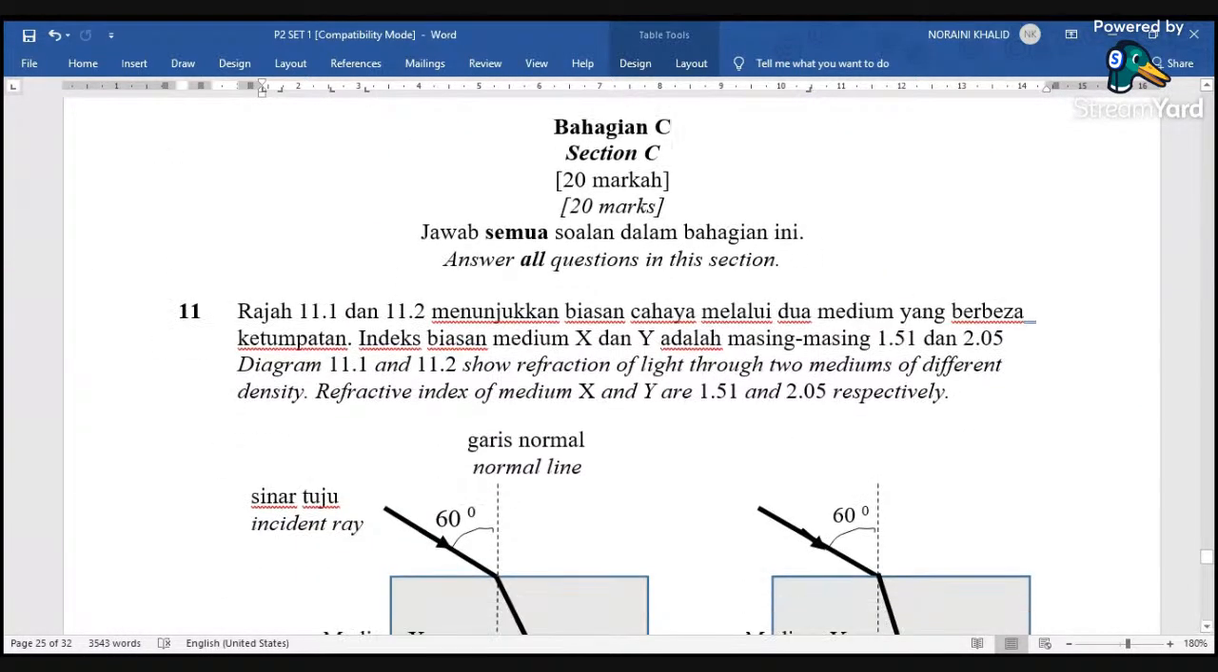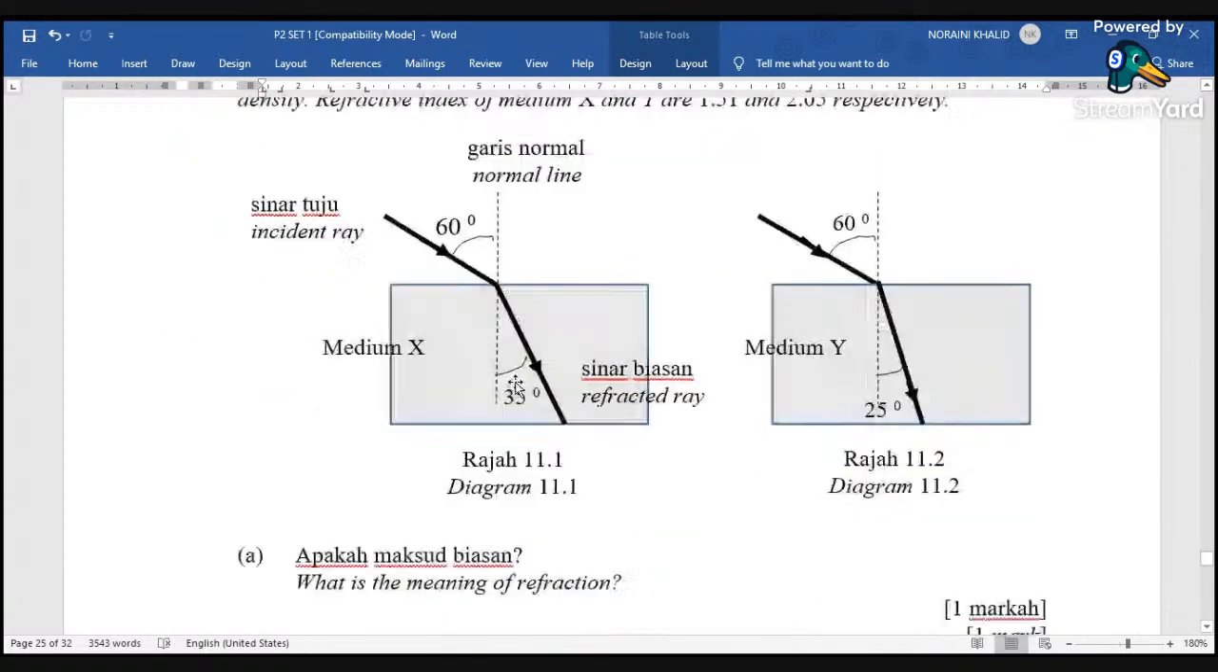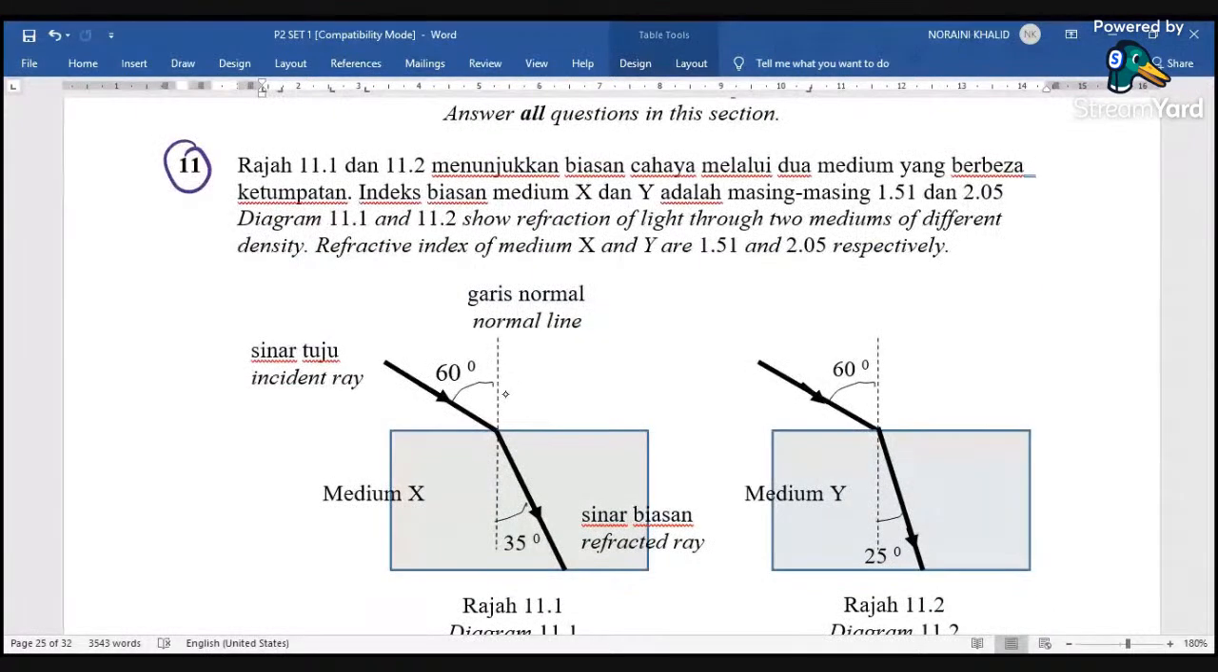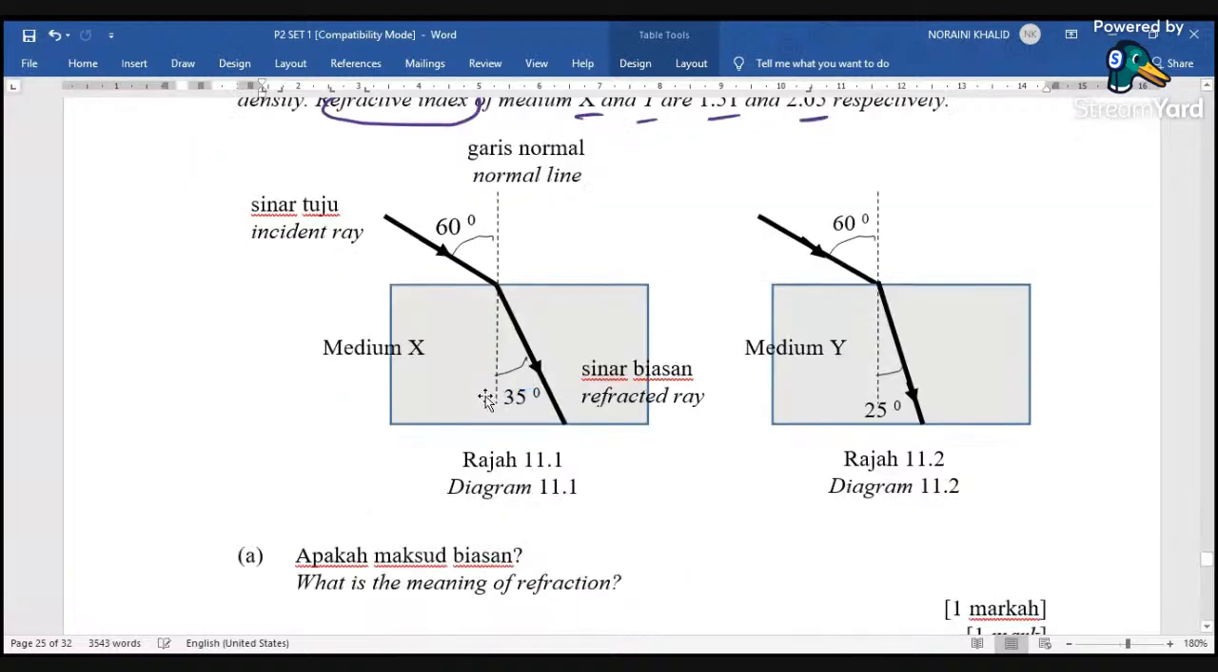Okay, now we look at the last question, section C. Okay, only given one question, so no choice. You need to answer this number 11. Okay, diagram 11.1 and 11.2 show a refraction of light. Refractive index of x and y given. Okay, so you have two diagrams here.